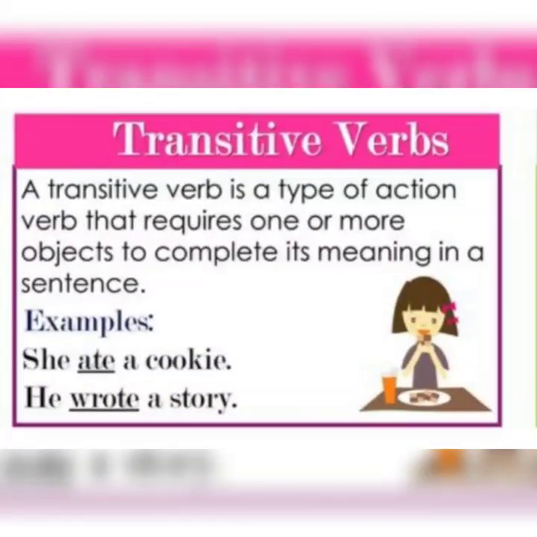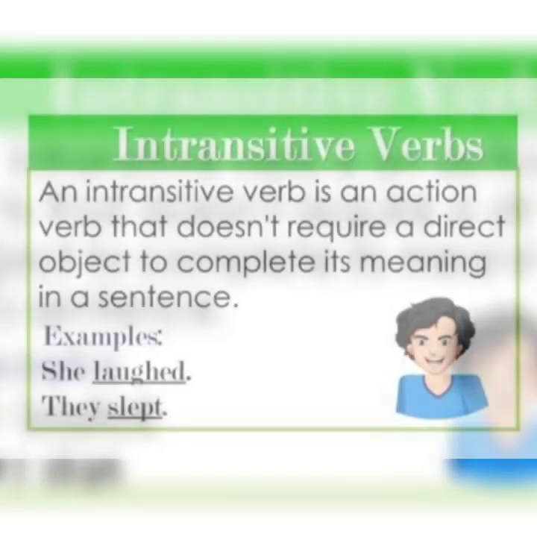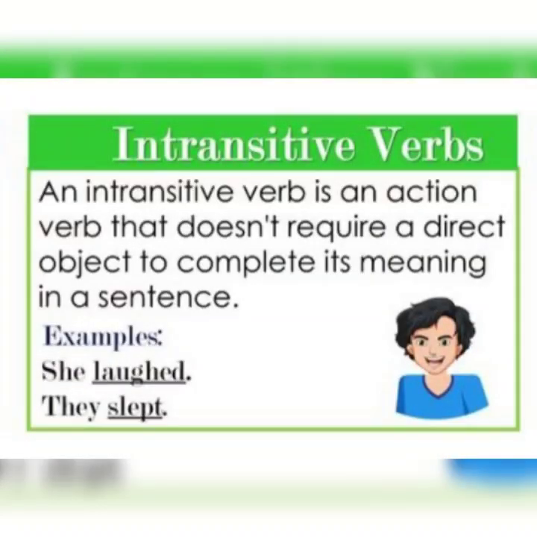Transitive verb. A transitive verb is a type of action verb that requires one or more objects to complete its meaning in a sentence. For example, she ate a cookie. Intransitive verb. An intransitive verb is an action verb that doesn't require a direct object to complete its meaning in a sentence. For example, she laughed.